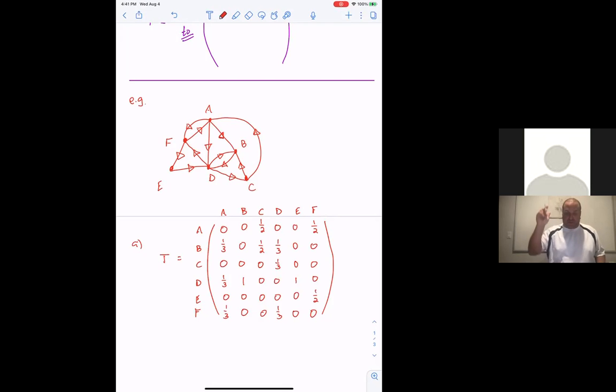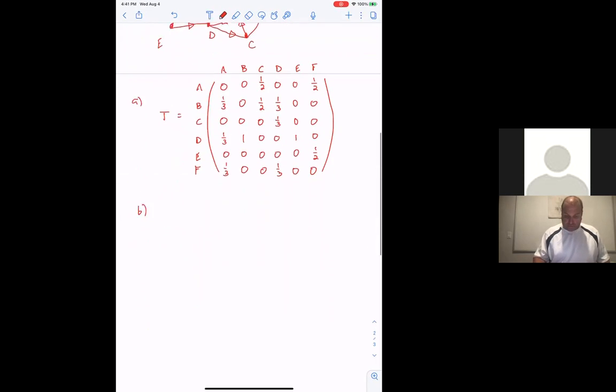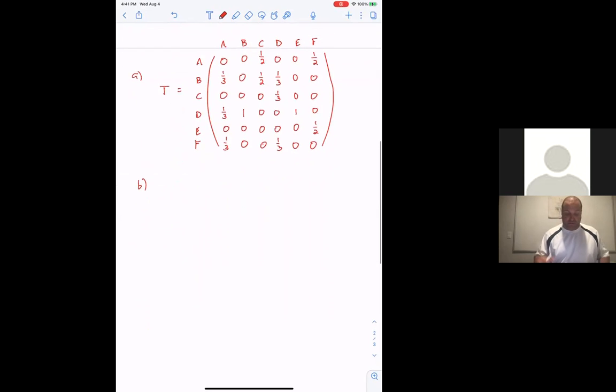Remember, from on top to on the side. So column to row. Part B, find the steady state probabilities for the network. In other words, what is the chance, or what percent of the time am I going to be in A and B and C and so on in the long run?